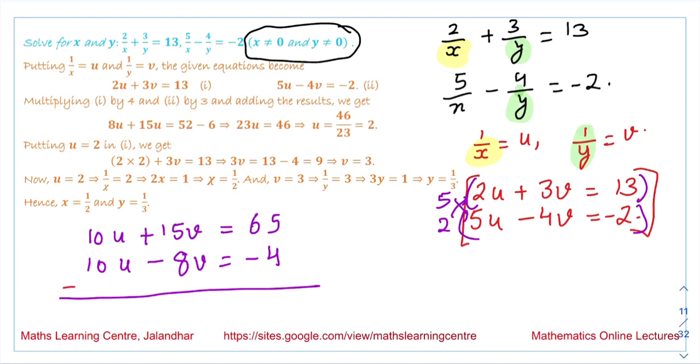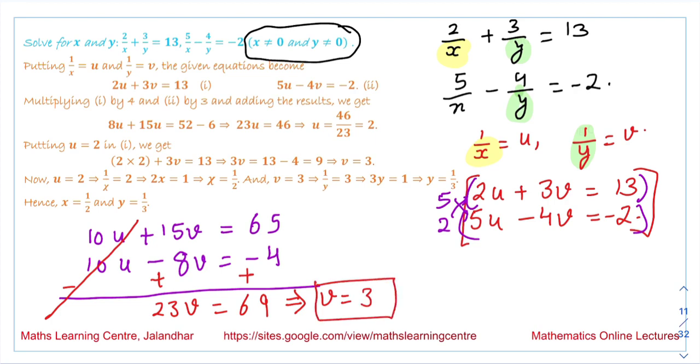When we subtract both these equations, the u terms get cancelled, and what we are left with is 23v, that is equal to 69. It means the value of v that we will get is 69 divided by 23, that is equal to 3. Suppose we are substituting this value in this equation over here. So we get 2u plus 3 into 3, that is equal to 13. So we get 2u is equal to 13 minus 9.